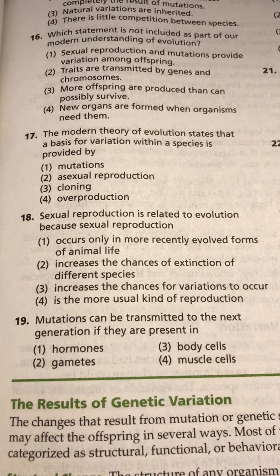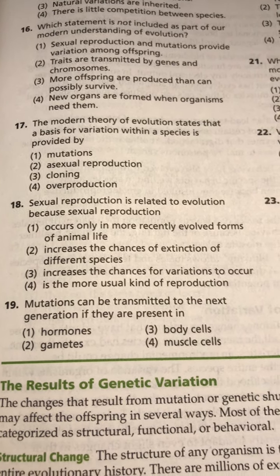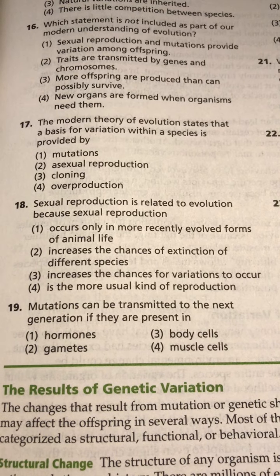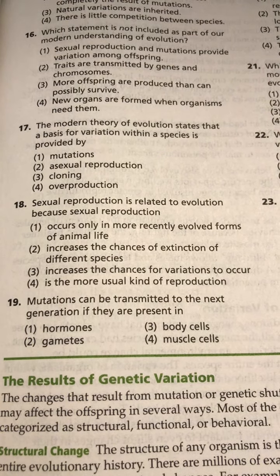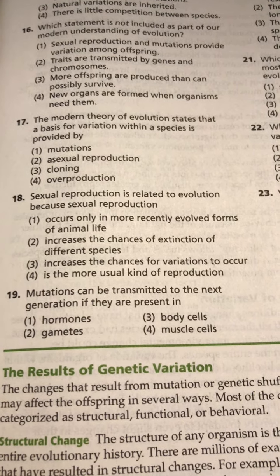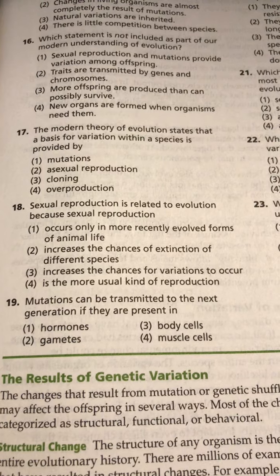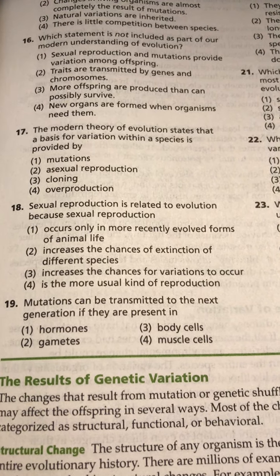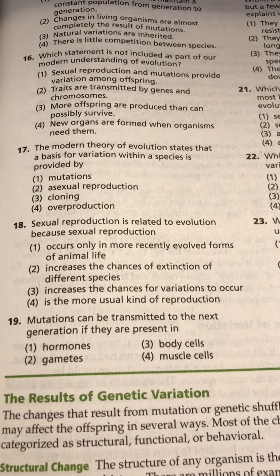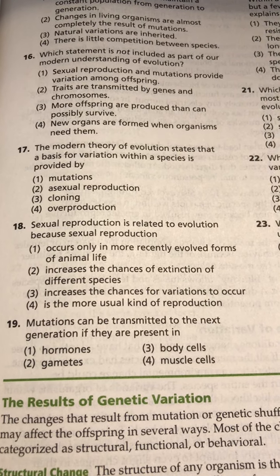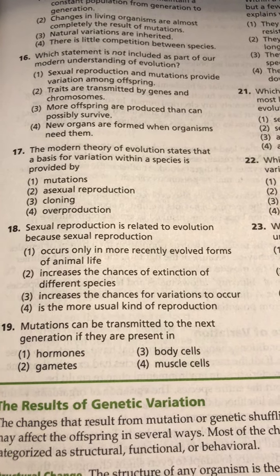Number 18. Sexual reproduction is related to evolution because sexual reproduction, 1. Occurs only in more recently evolved forms of animal life, 2. Increases the chances of extinction of different species, 3. Increases the chances for variations to occur, or 4. Is the more usual kind of reproduction. Number 19. Mutations can be transmitted to the next generation if they are present in hormones, gametes, body cells, or muscles.